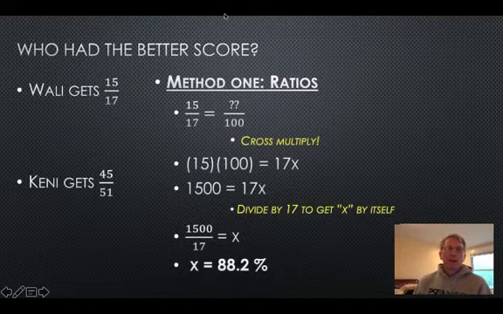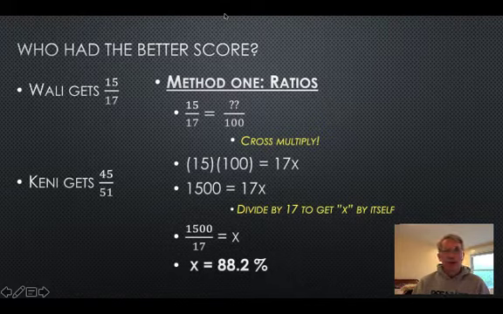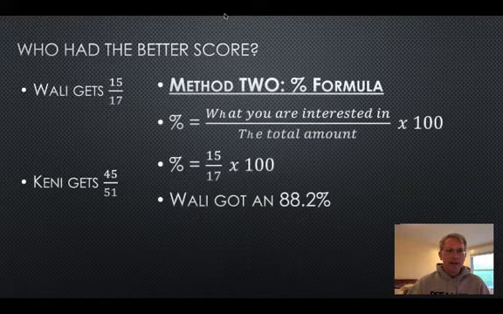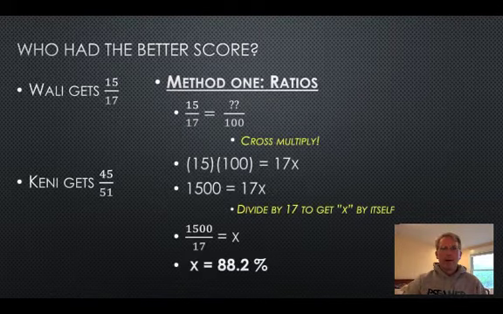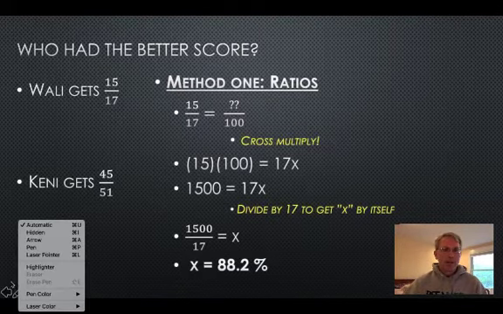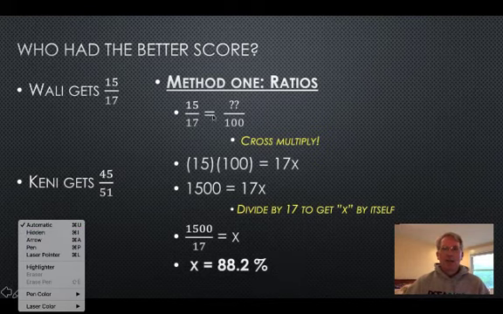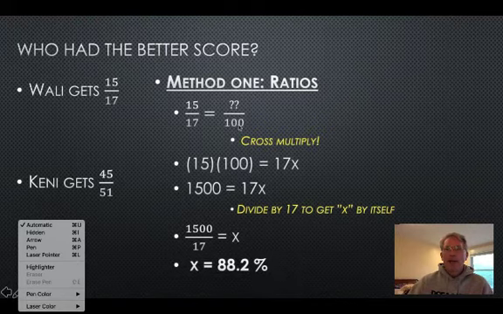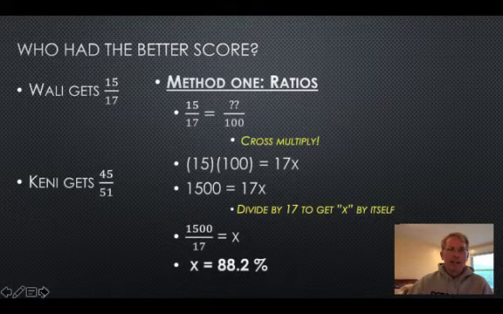So let's get back and take a look at Wally. He got a 15 out of 17, and we need to figure out what percentage he got. There are a couple of ways to do this. One of them is using ratios. Let's go back and say Wally got a 15 out of 17. How do we convert that into a percentage? We're going to take his score out of the total score, and we don't know what his grade was, like right here. So let's click that and get a pen.